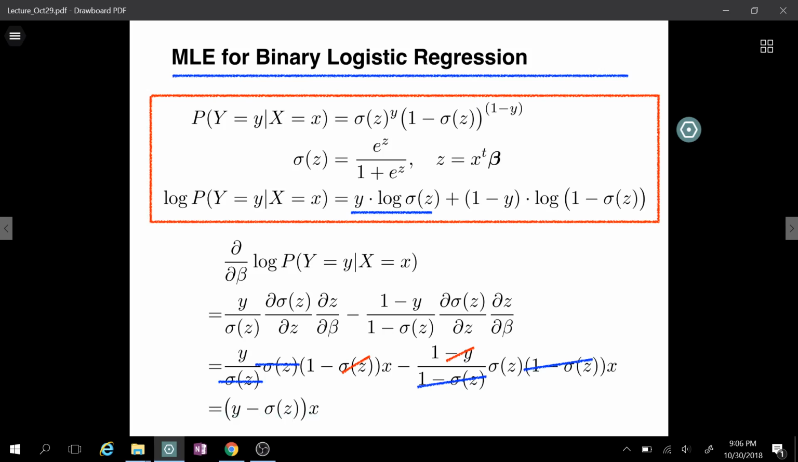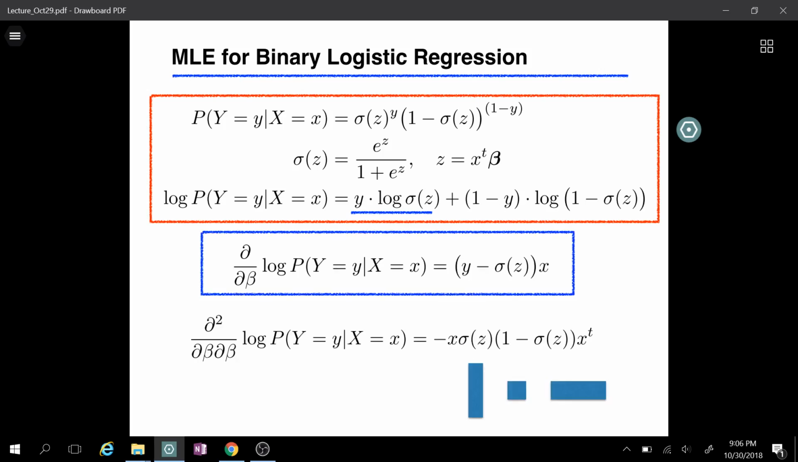So we are done with the calculation. I summarize what we just did in this blue box. The derivative of the log likelihood is equal to y minus sigma z, and that difference is a number, times x. And next, let's compute the second derivative, which is a derivative of this first derivative.